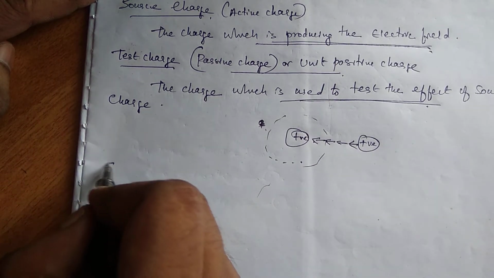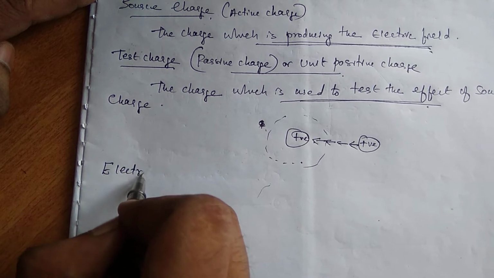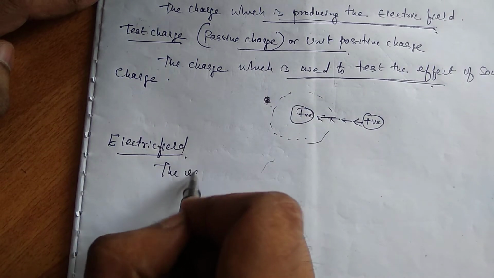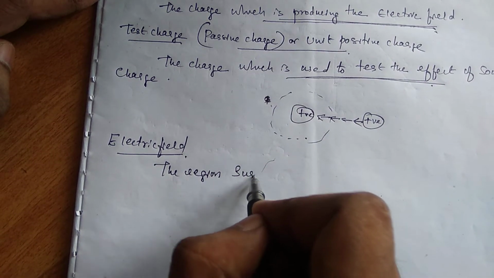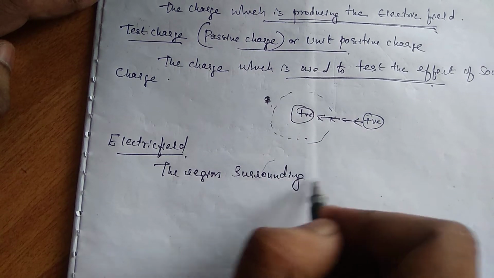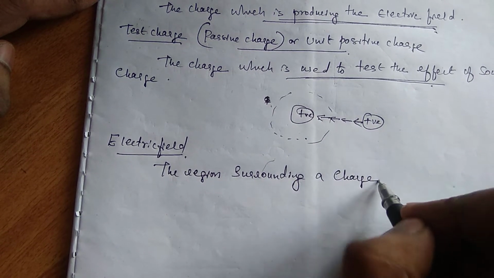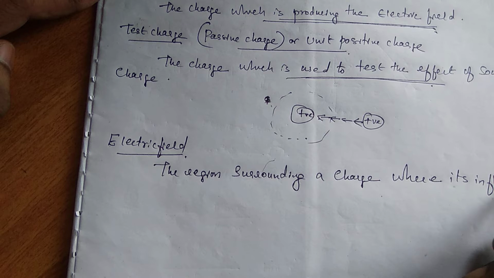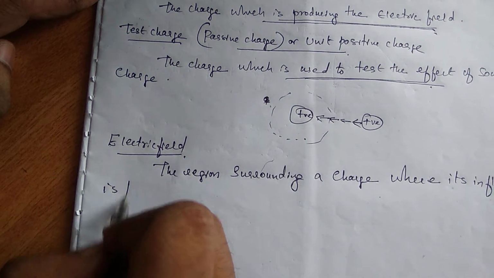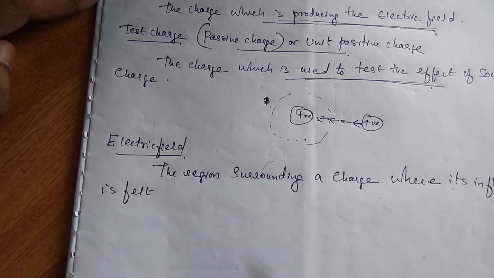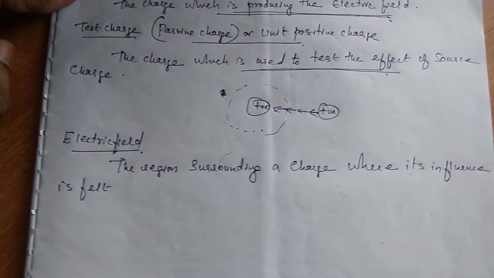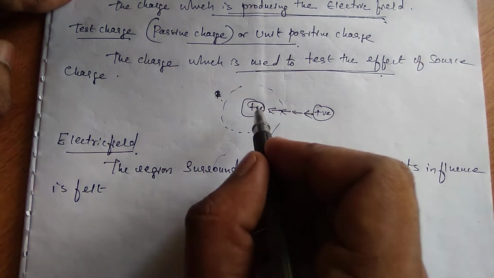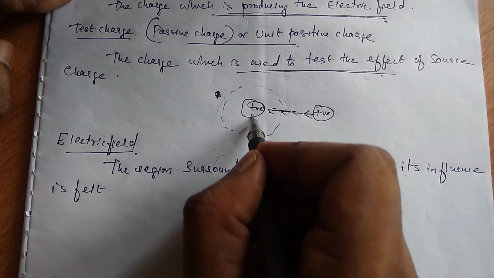Next definition, electric field. The region surrounding a charge where its influence is felt. This is the surrounding of this source charge.